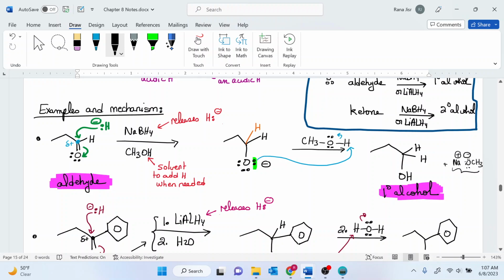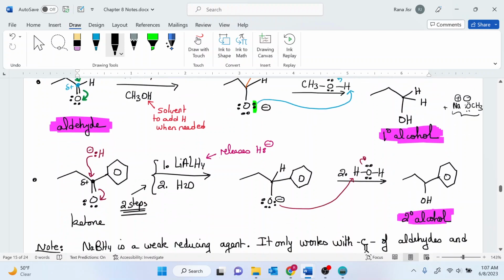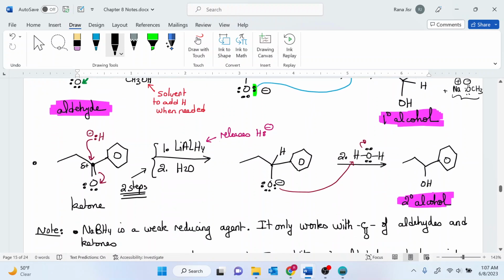So what I did over here is simply remove the pi bond and add a hydrogen to this carbon and a hydrogen to this oxygen. And you're going to end up getting your primary alcohol. So aldehydes always form primary alcohols. Ketones form secondary alcohols.